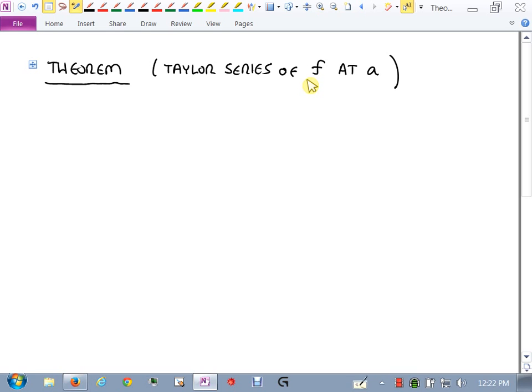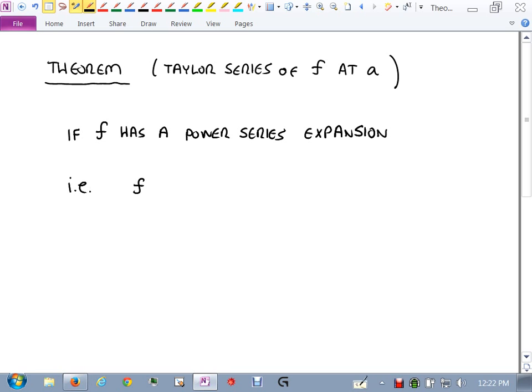Here's what it is. If f has a power series expansion, in other words, if we can write it as the sum c sub n x minus a to the n, well, I'll write it out. In other words, f of x can be written as sum n equals 0 to infinity c sub n x minus a to the n, right?